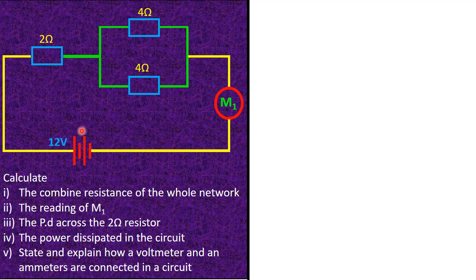Now guys, let's look at the problem we have on screen. They want us to calculate the combined resistance of the whole network, the reading of the meter M1, the potential difference across the 2 ohm resistor, and the power dissipated in the circuit, as well as to state and explain how a voltmeter and an ammeter are connected in a circuit.